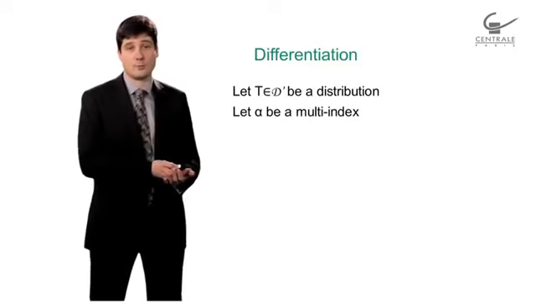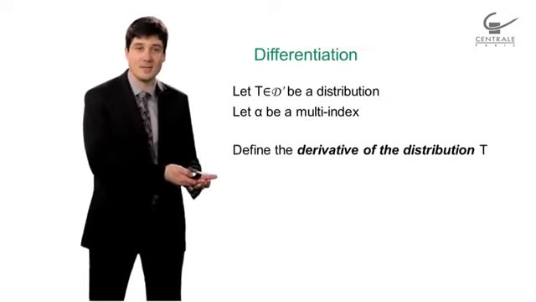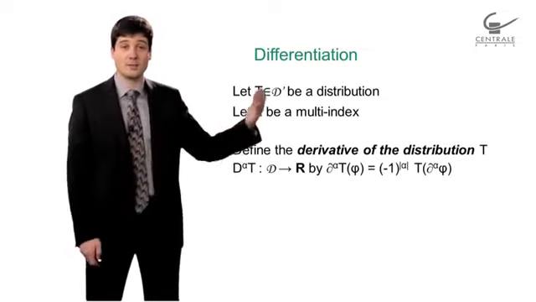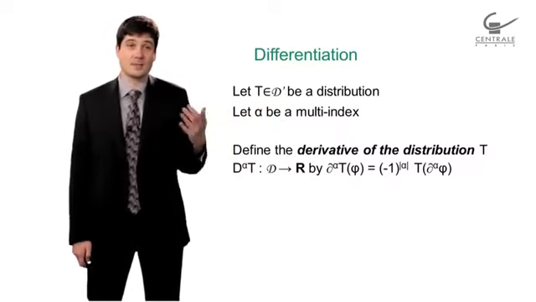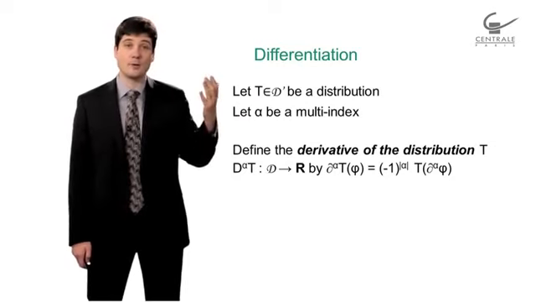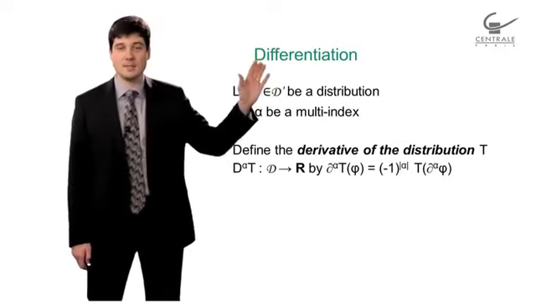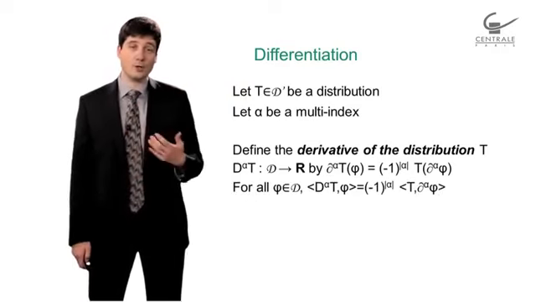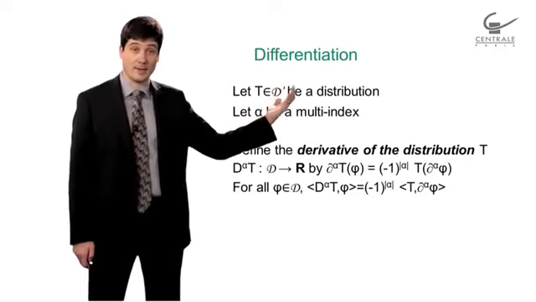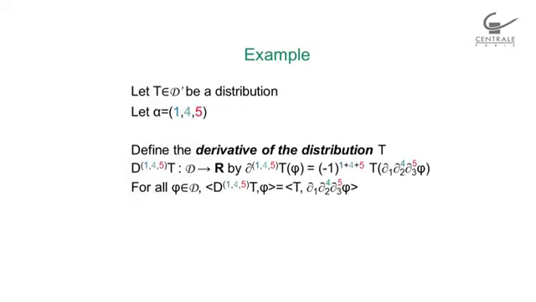Now, if you choose a distribution and you have a multi-index, the derivative of the distribution T with respect to this multi-index will be defined this way. D alpha of T is defined such that it's negative 1 raised to the power of the absolute value of the multi-index, T applied to the derivative with respect to alpha of phi, for all phi in D, with the brackets, which again is consistent with the derivative of functions.